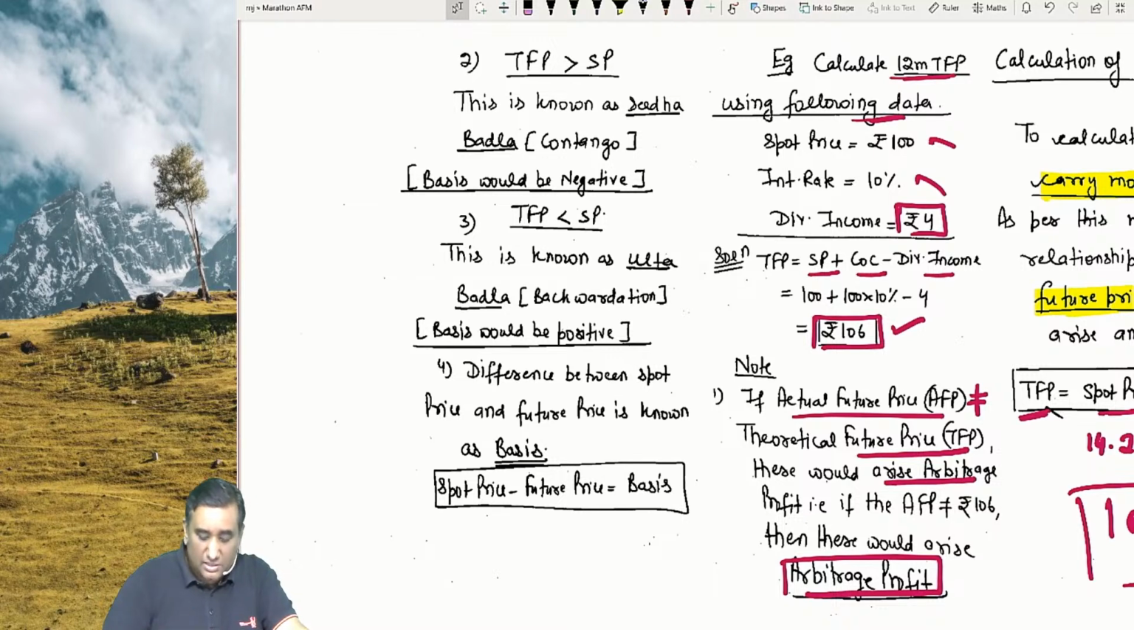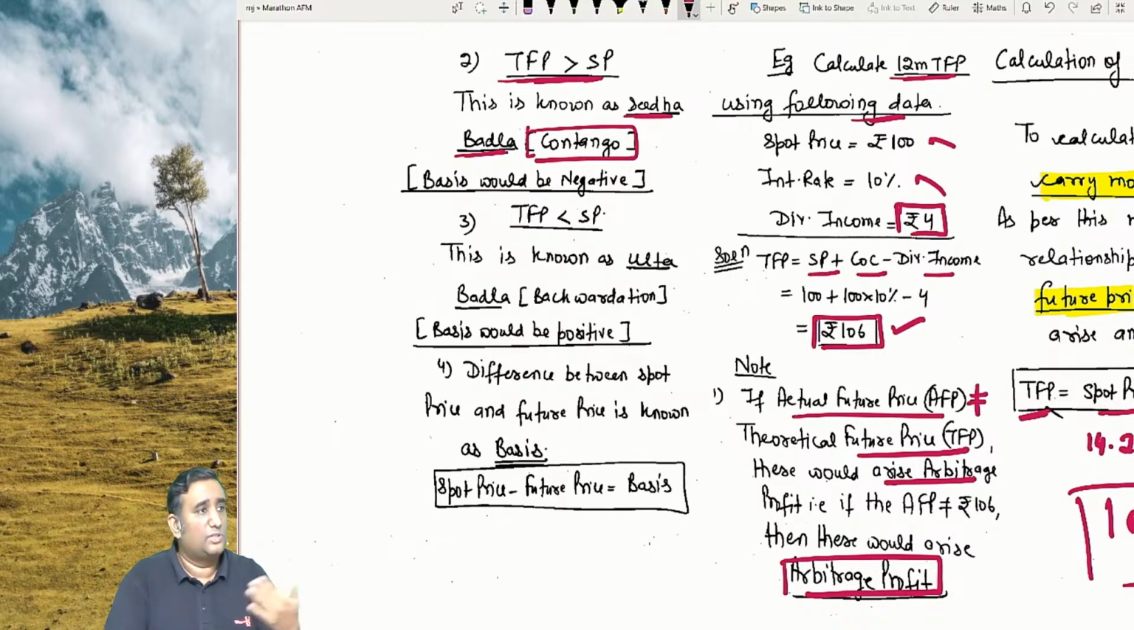These terms were maybe not so important before the MCQs came. Now I think they can ask you the wordings. TFP greater than spot price: generally the future price would be greater than the spot price. We call that Seedha Badla. That's a Hindi term, a very general term brokers use. In English it is called Contango. That means the future price is more than the spot price.